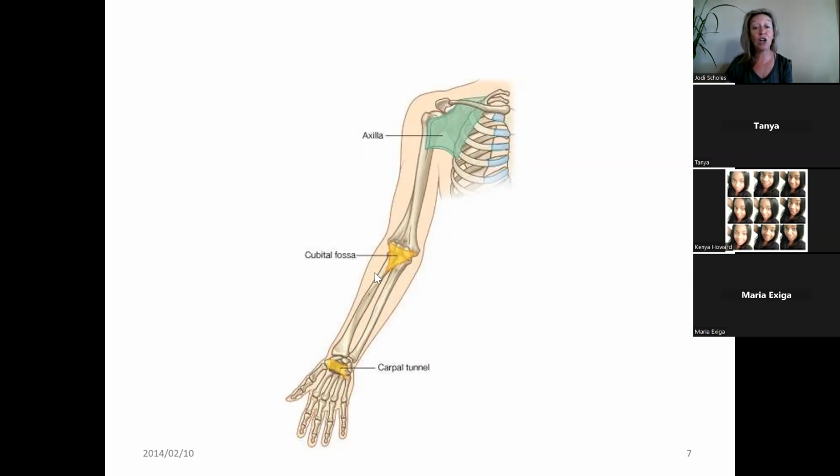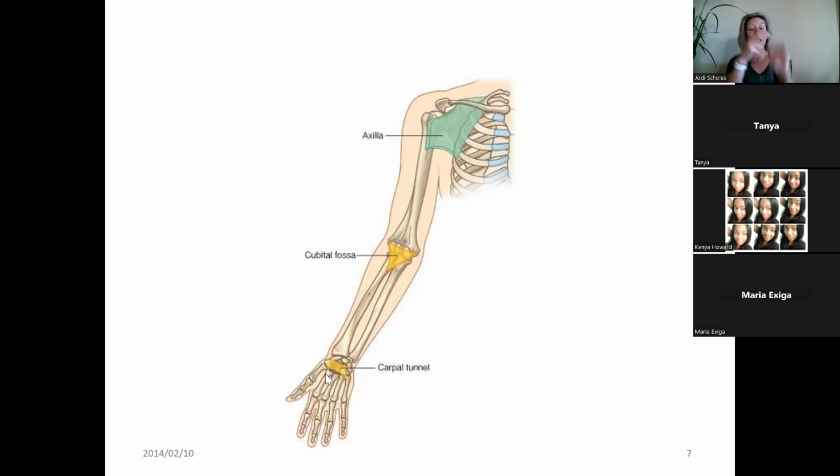The cubital fossa, the cubital region, is the elbow region. And this is the carpal region, the carpal tunnel. The carpal tunnel is formed by a band of tissue called the transverse ligament. You can see that here at the distal end of the forearm. The transverse ligament is represented by that yellow mark here on the distal end of the arm.